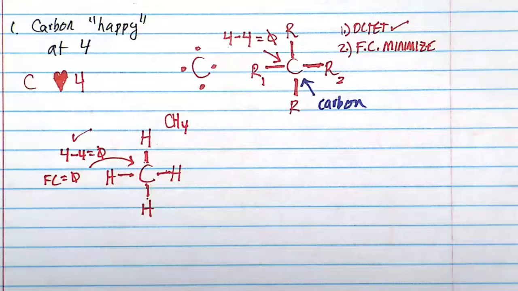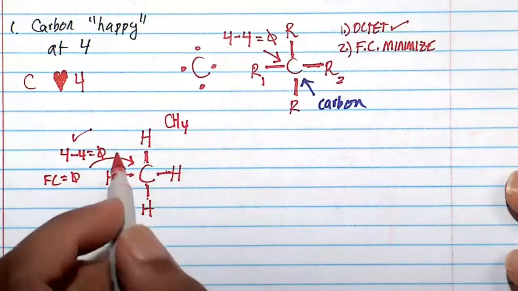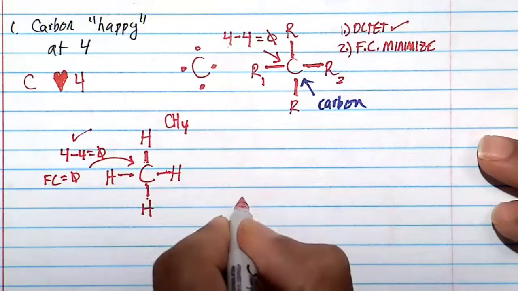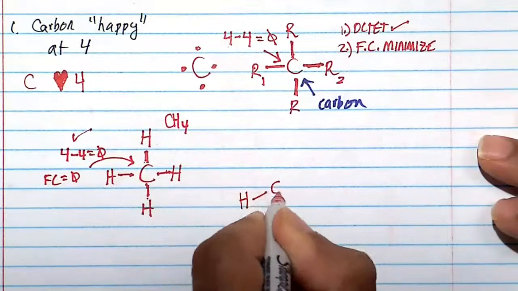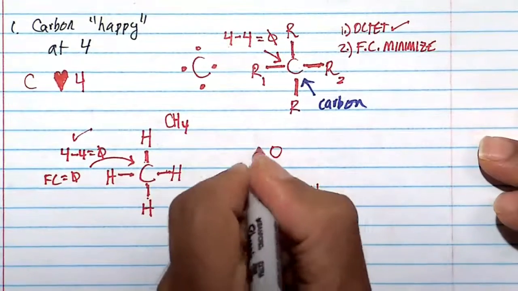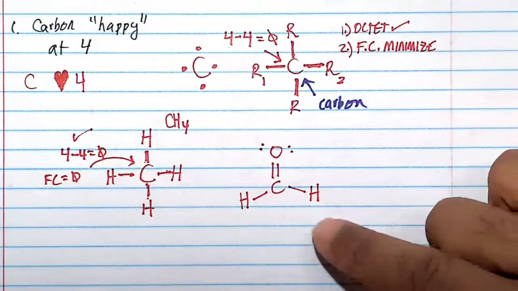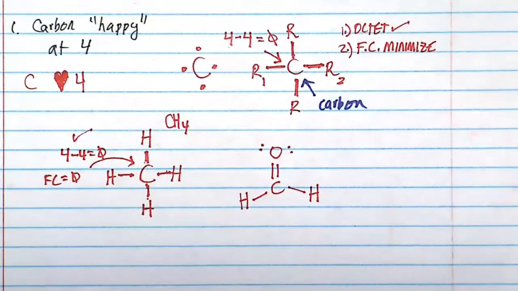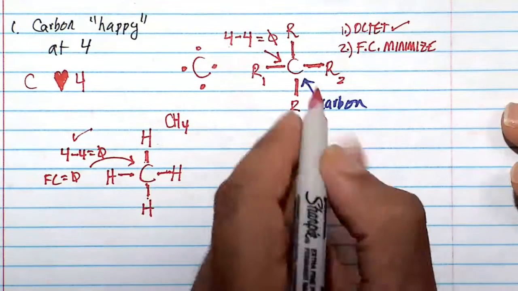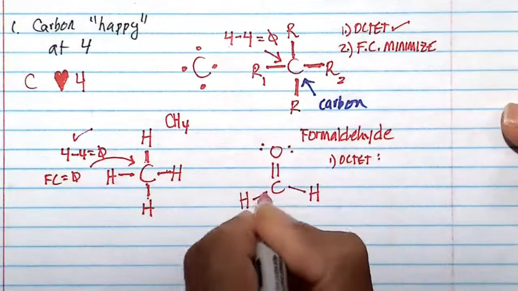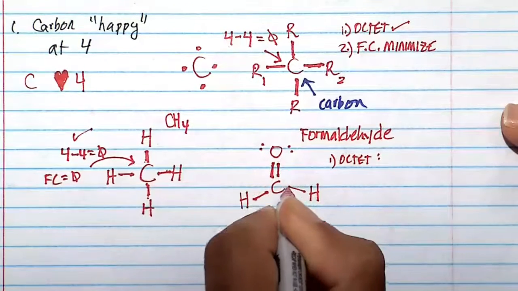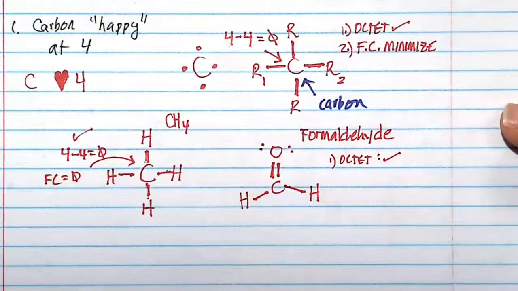Again, the focus is on covalent molecules. Carbon loves 4, but that doesn't mean we always get single bonds. We can also accommodate double bonds. Let's give an example of formaldehyde. Again, our focus is just on the carbon, because we're studying carbon here as the framework for the ground rules. Counting everything now, 1, 2, 3, 4, 5, 6, 7, 8, so the octet rule is satisfied.